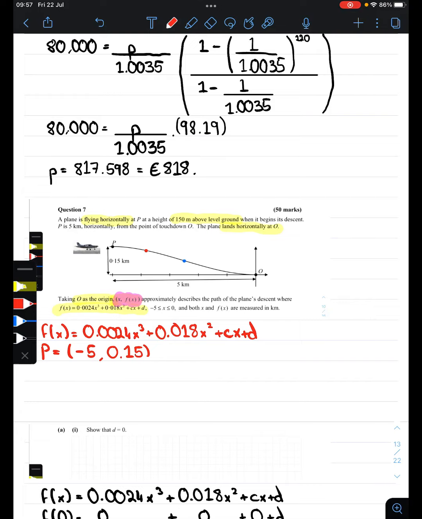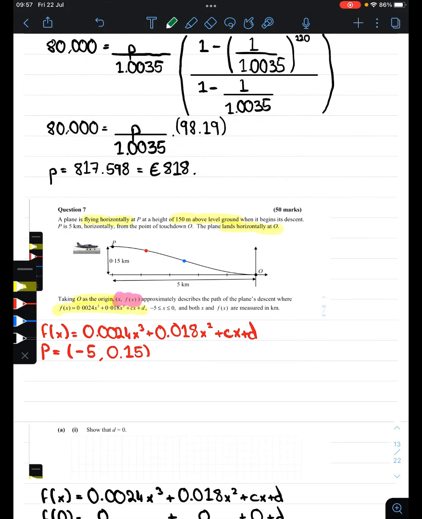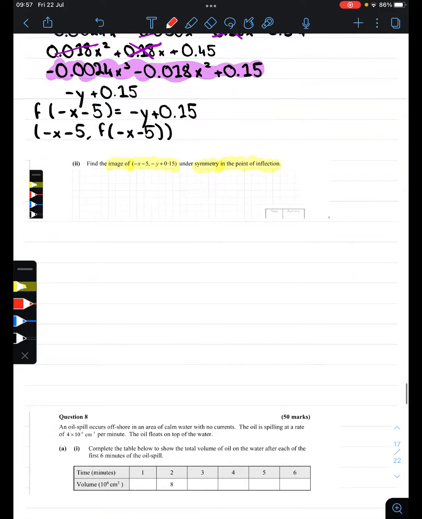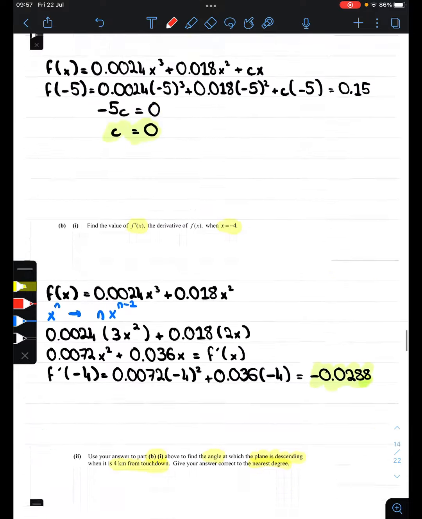Well, the symmetry of this would be, let's use green, here, and then go the same distance again on the other side through this point. So it would be this point here. That would be the image of it under symmetry in the point of inflection. That's what it would look like. And so what is that point?